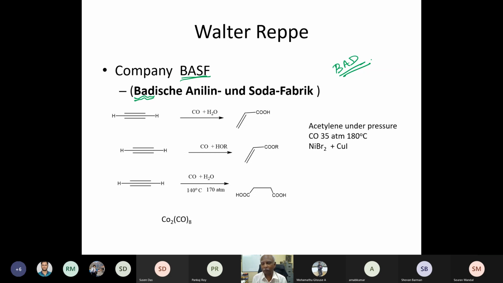It's called BASF company. What did they do? They converted acetylene. Again, acetylene is a coal product. They converted acetylene and carbon monoxide into acrylic acid, and variations of this. And this they carried out very efficiently using nickel.